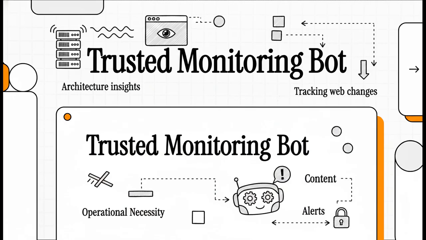Today, we're getting into the nuts and bolts of building a content monitoring bot you can actually trust. Because let's be real, tracking web changes isn't just some neat technical trick anymore, it's an absolute operational necessity. But here's the catch. A content bot is only useful if your team actually trusts the alerts it spits out.